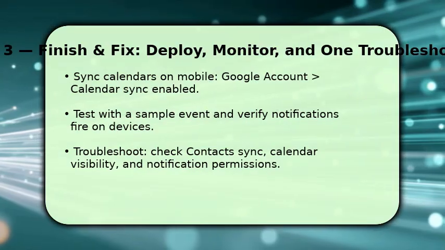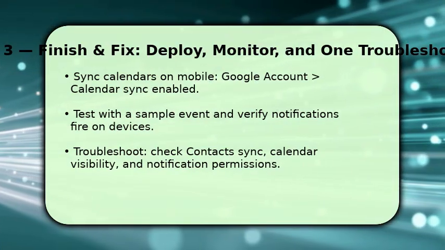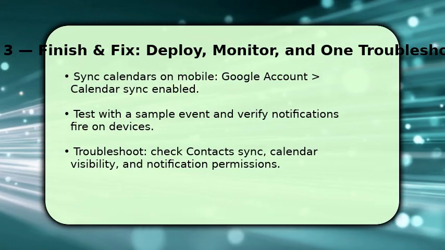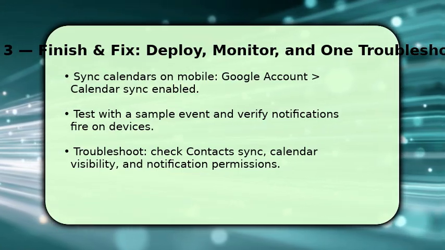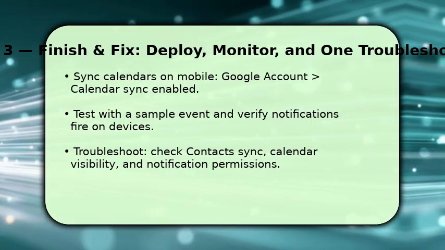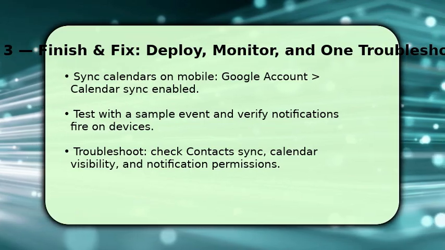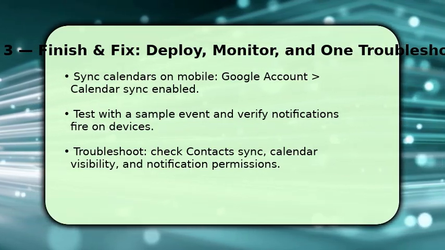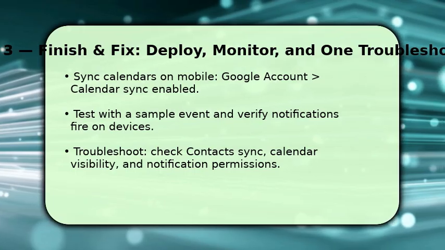Finish by syncing across devices. Open settings on your phone, ensure your Google account calendar sync is on, and confirm the birthdays calendar is visible. Test with a sample birthday, set a few minutes ahead to confirm notifications appear as expected. Adjust notification types if you prefer email versus pop-up.